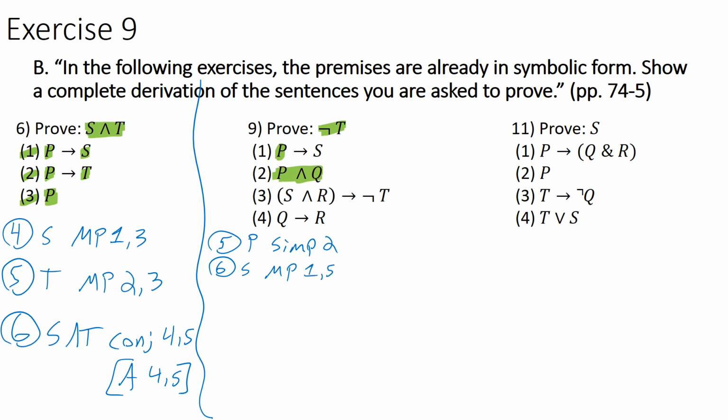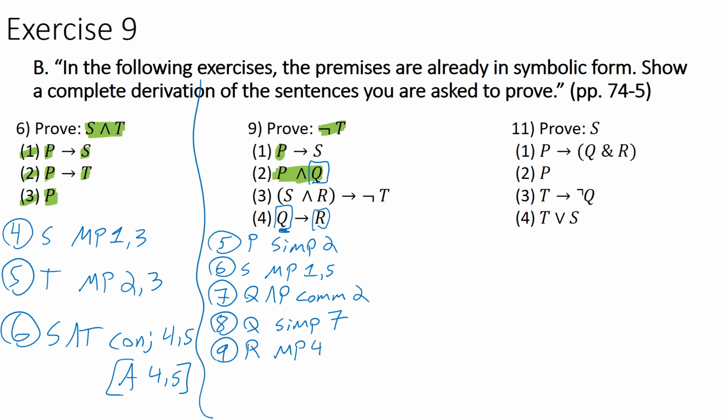Notice as well that we have a Q in our conjunction, and Q appears as an antecedent to a conditional. The Suppes and Hill textbook would allow us to simplify right away to get Q. Other textbooks, you can only simplify with the first term, so we have to do the commutative rule first. So for line 7, we can get Q and P by the commutative rule on line 2, and then for line 8, we can get Q by the simplification from line 7. And now we can do a modus ponens inference to get R. Because Q is the case, R will be the case. So for 9, we can get R by modus ponens with lines 4 and 8.